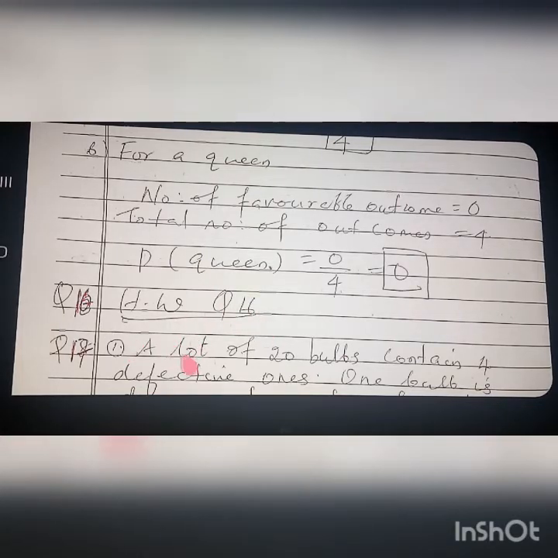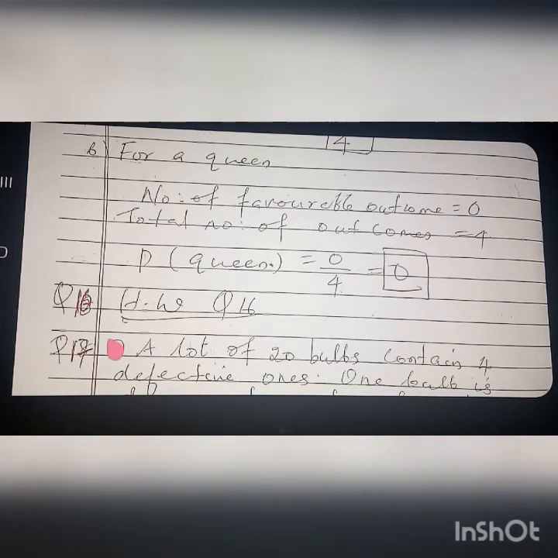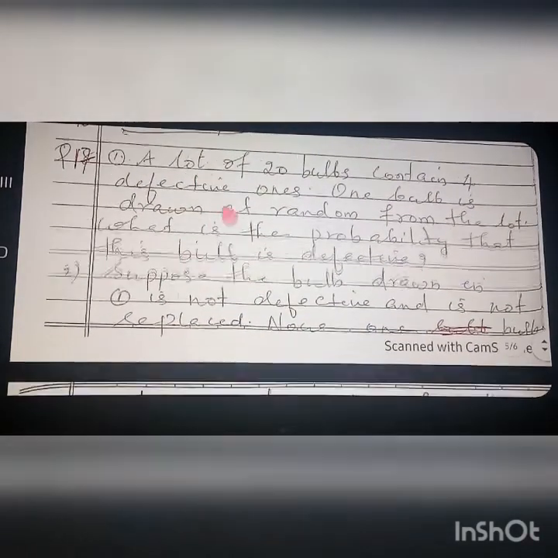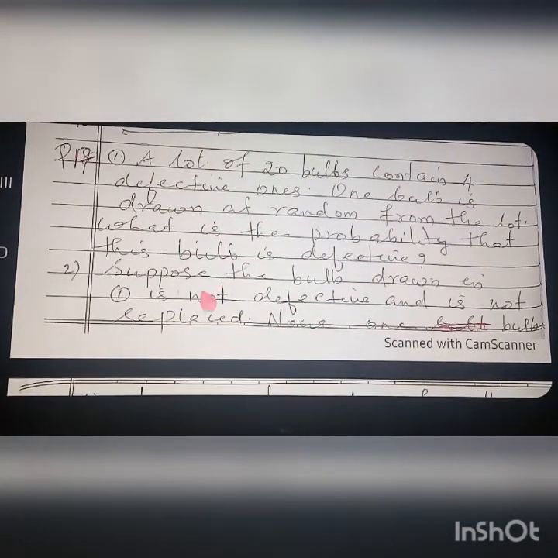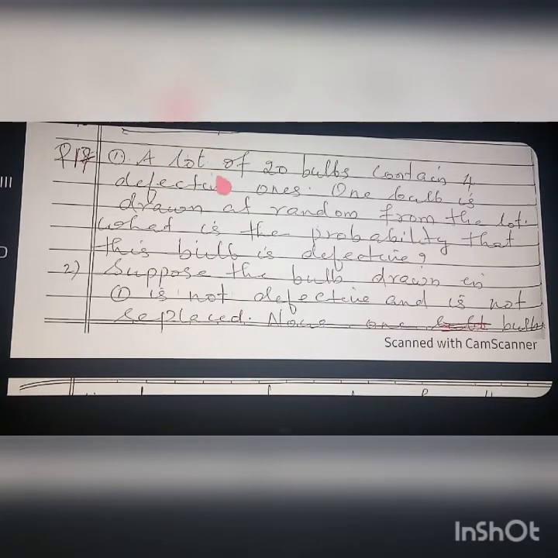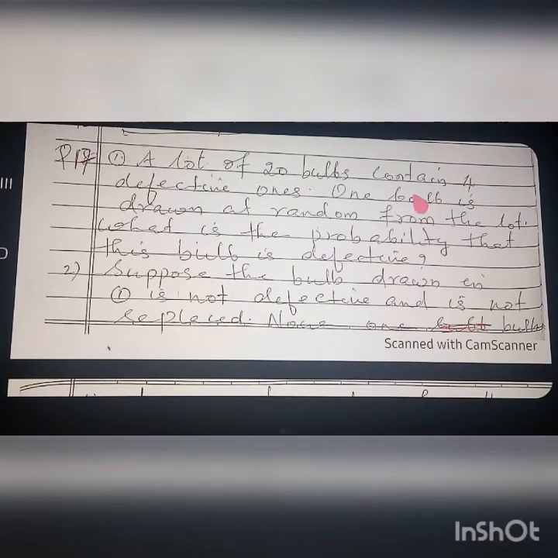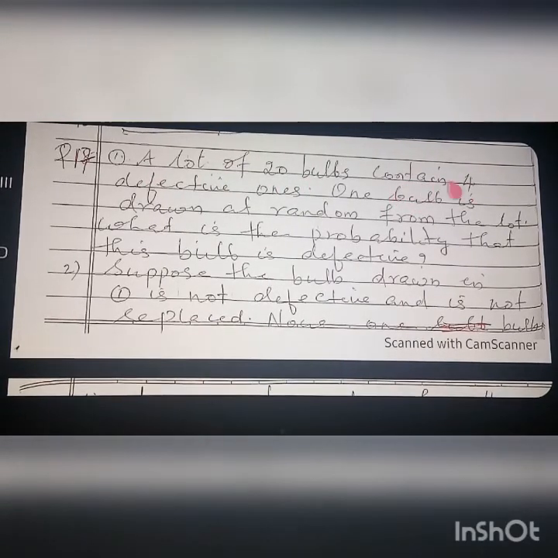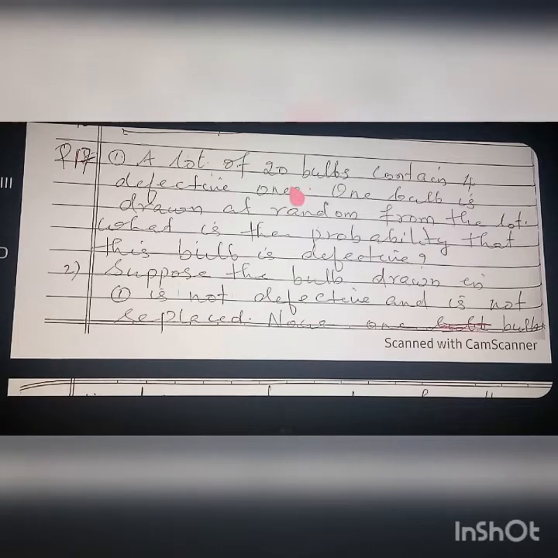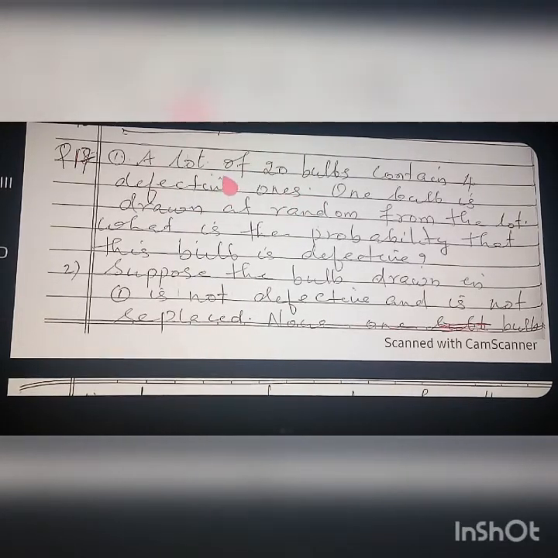So, next question is question number 17. This question also, you have to think about the second case. A lot of 20 bulbs contains 4 defective ones. So how many bulbs are there in total? 20. Among that, how many are defective? 4. Then how many are not defective? 16, that is 20 minus 4.